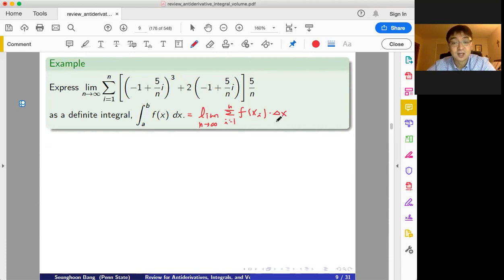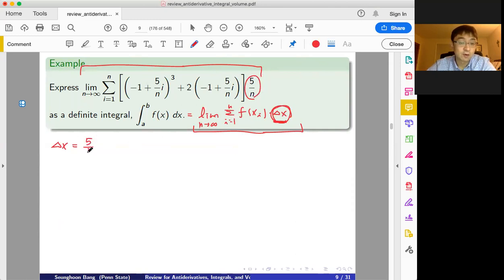You can decide delta x. What is delta x? You can compare with this one and this one. What is delta x? Delta x is here. So delta x is exactly 5 over n. This is the rule. We have 5 over n.